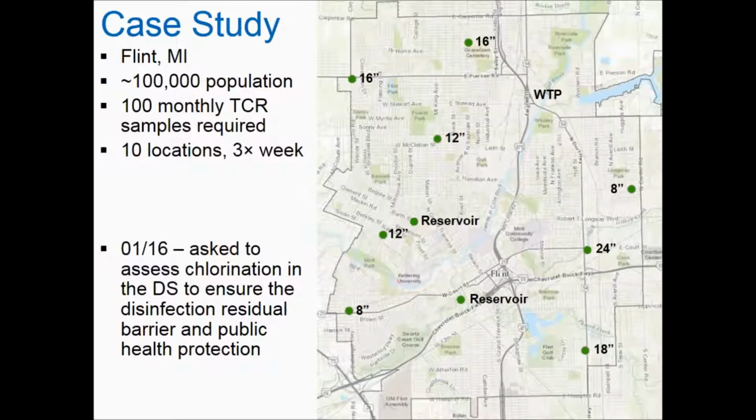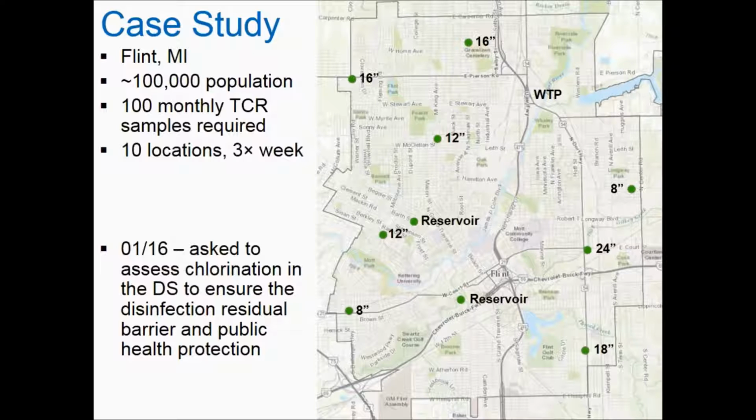What I'm going to move into now is a case study, and this is really what brought this to our attention early last year and helped us become interested in how to site and where to site samples. We were asked last January, a year ago, to assess chlorination in the distribution system in Flint, Michigan to ensure the disinfection residual barrier was in place. Flint is a city with about 100,000 population. That puts them in a category to measure about 100 monthly TCR samples, and they had been doing that at 10 locations 3 times a week.